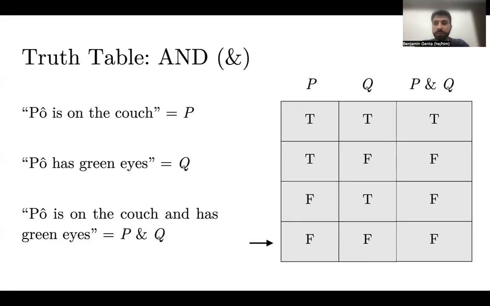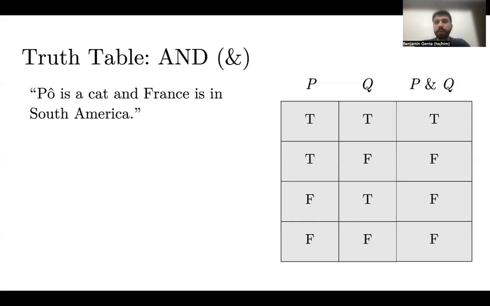And this type of logic is what you use, for example, in mathematics. So let's look at the sentence, Beau is a cat and France is in South America. And I ask you, is this sentence true or false? So you'll notice that there's an and there. So let's look at the two parts of the conjunction.